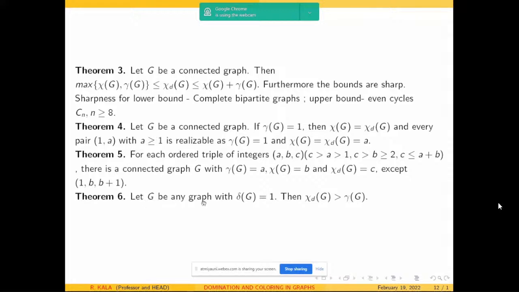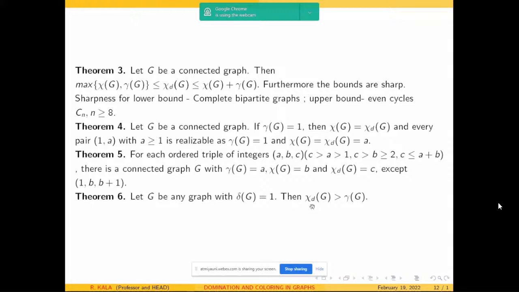So if you have any graph with delta equal to 1, then you can see that chi d is greater than gamma. So here again, it is enough if I give a dominating set with chi d colors. So I have delta equal to 1, so I have pendant vertices. So let me take a chi d coloring in such a way that all the pendants are put together in one color class, that is V1.